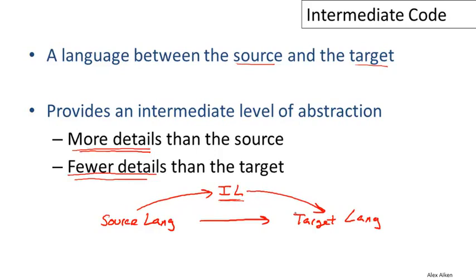And experience has shown that this is actually a pretty good idea to have an intermediate language, and almost all compilers have an intermediate language, in fact, in their implementation. And some compilers have more than one. Some compilers actually translate through an entire series of intermediate languages between the source and the target language. Now, we're only going to consider one intermediate language for the rest of this course.